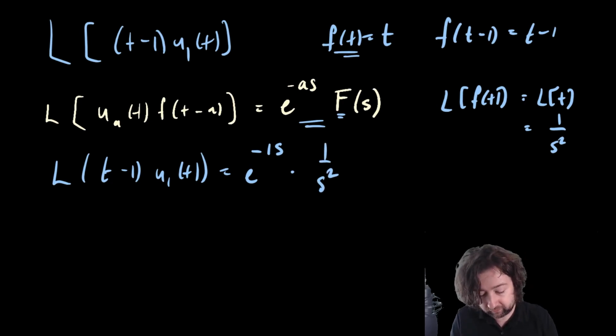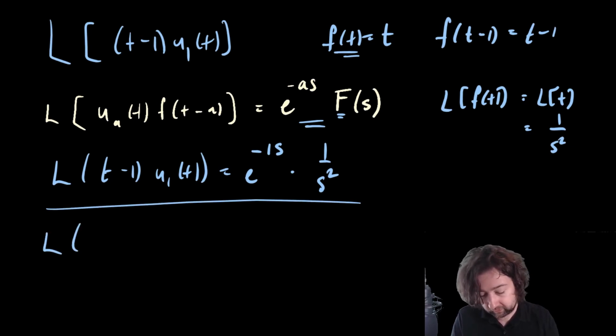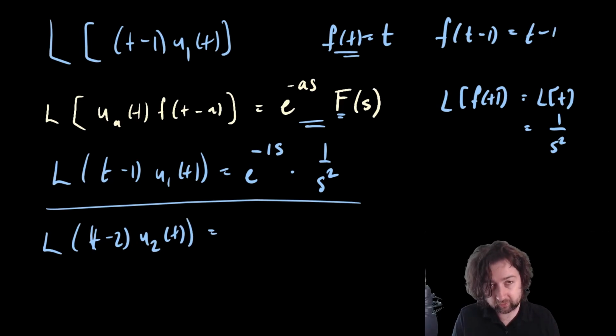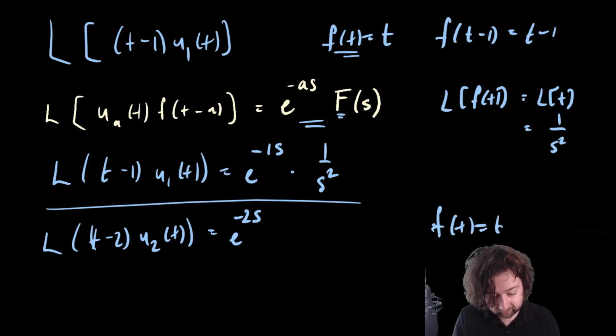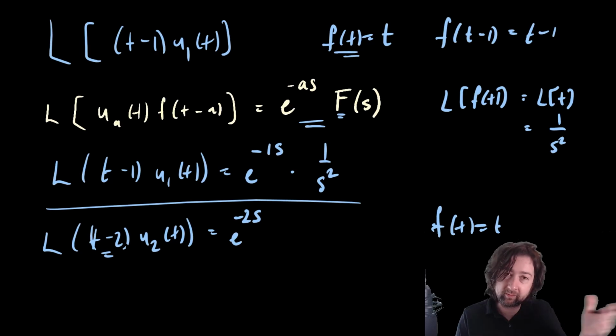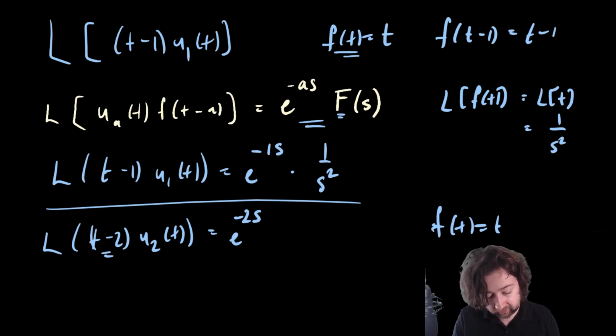Likewise, if we do the Laplace transform of (t minus 2) times u_2(t), we're going to get an exponential piece corresponding to the shift, and that's going to be e^(-2s). And then the Laplace transform of the function little f. But little f in this case is also f(t) equal to t, because this function is t with t minus 2 plugged in. So we get the Laplace transform of t again, so we get 1 over s squared again.